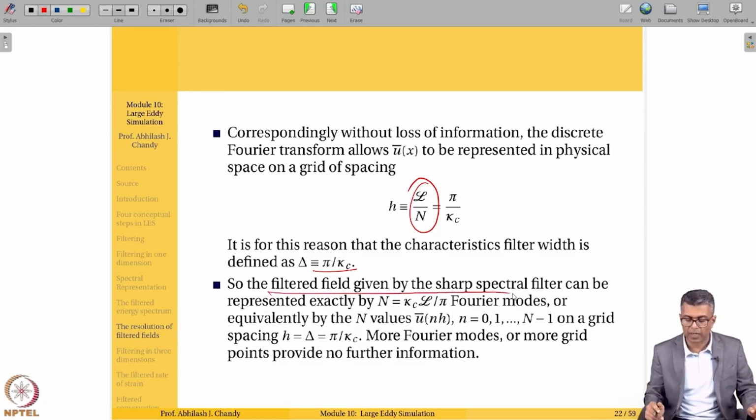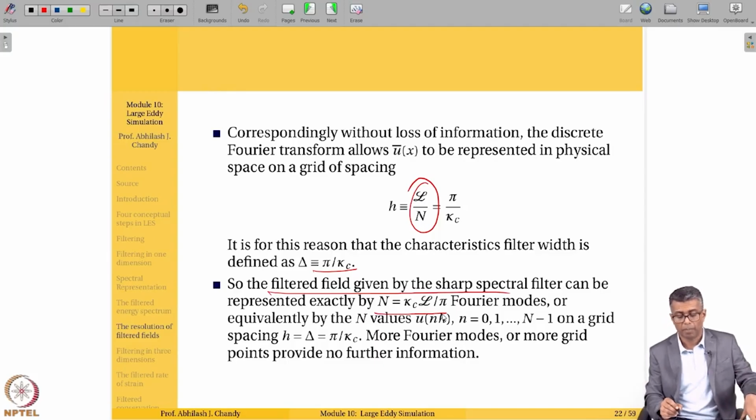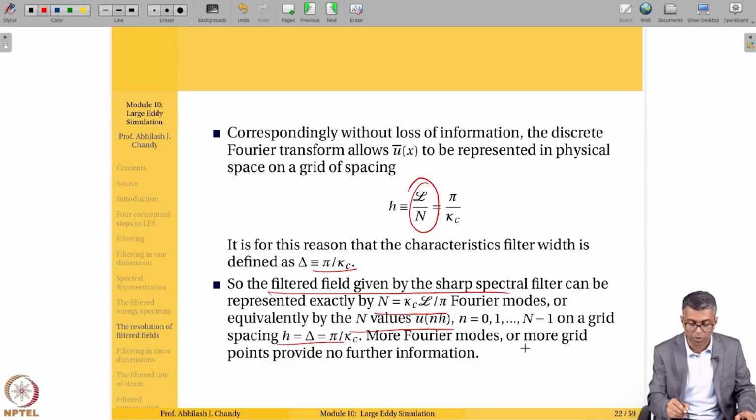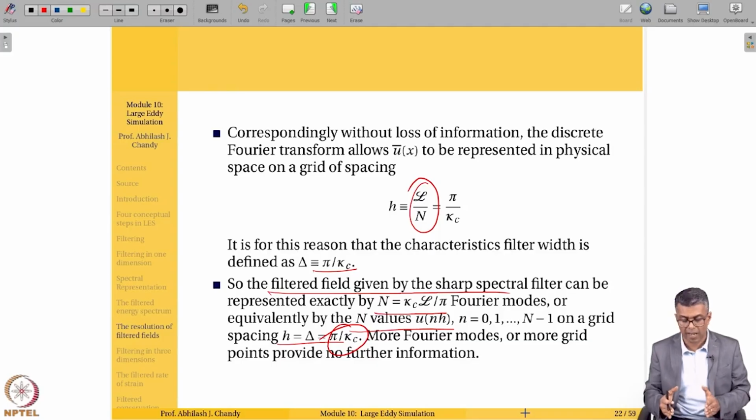So the filtered field given by the sharp spectral filter represents N equals kappa c L over pi Fourier modes, or equivalently by the N values on a grid with spacing h equal to delta equal to pi over kappa c. More Fourier modes or more grid points provide no further information, right? If you have more grid points, it is not going to provide any other information, because you are cutting it off at kappa c anyway. That's like saying, if you're cutting it off at delta in physical space, if your filter width is delta, having h less than that doesn't make sense.